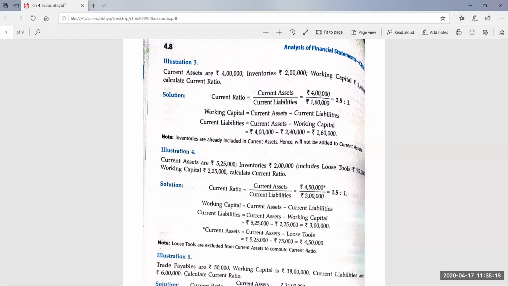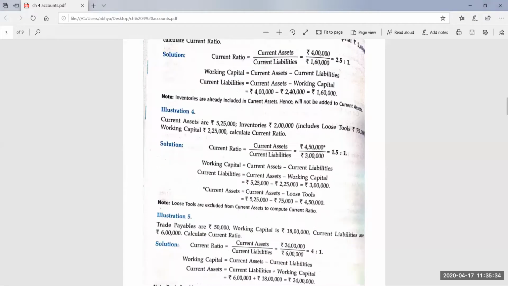But when current assets are given and loose tools are separately given, then always you have to deduct the loose tool. Why? Because in current assets, inventory must be added, and in inventory, loose tool must be added. So we have to deduct loose tool.